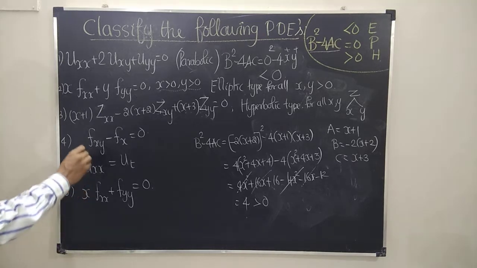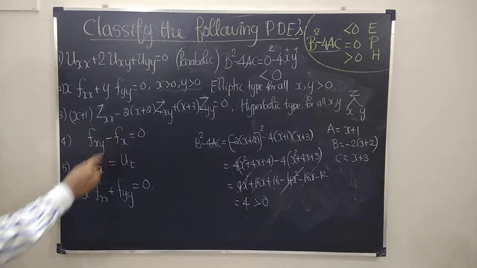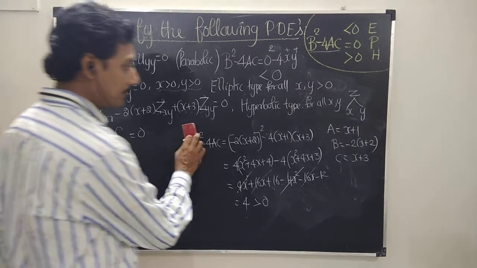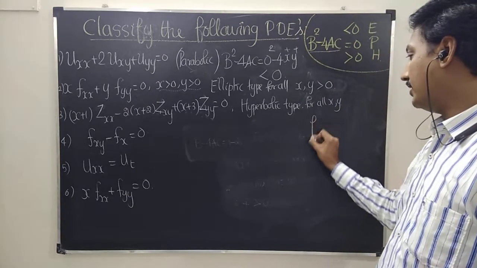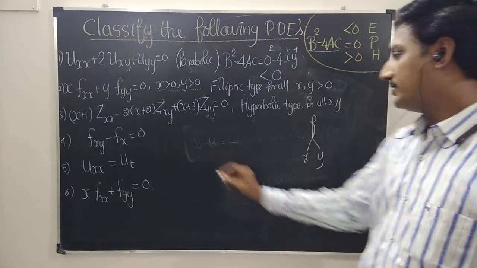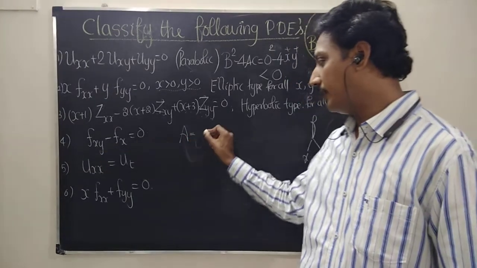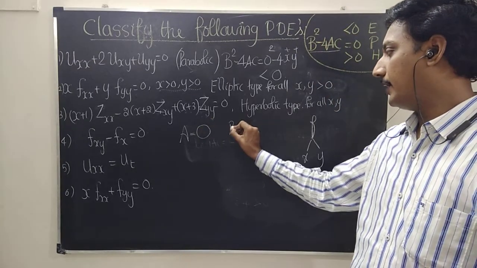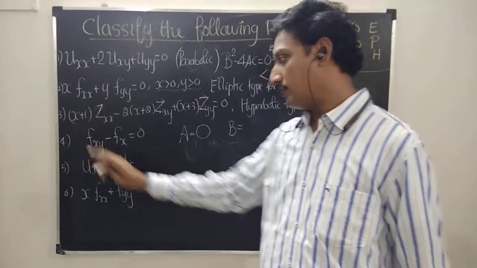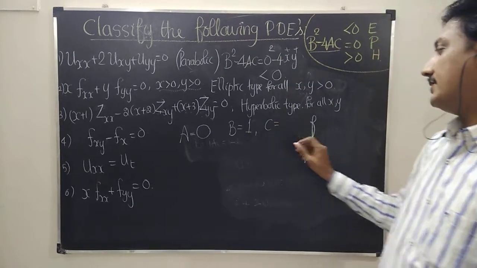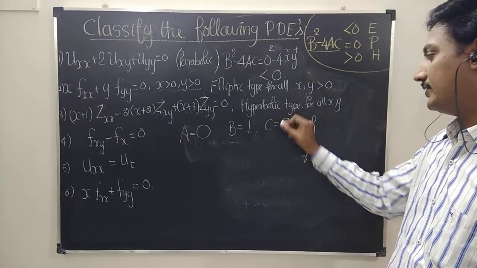Now this is the fourth one, fxy. So this is the second order partial derivative, but fx is a first order partial derivative. So let us see that in the fourth sum. In the fourth sum, f is a function of x and y. So what is a? A is the coefficient of f with respect to x 2 times. Sorry, there is no x 2 times, so it is 0. What about b? B is f with respect to x one time and with respect to y, so this is equal to 1. What about c? C is f with respect to y 2 times. Once again, there is no such partial derivative present in the given PDE, so that's also 0.